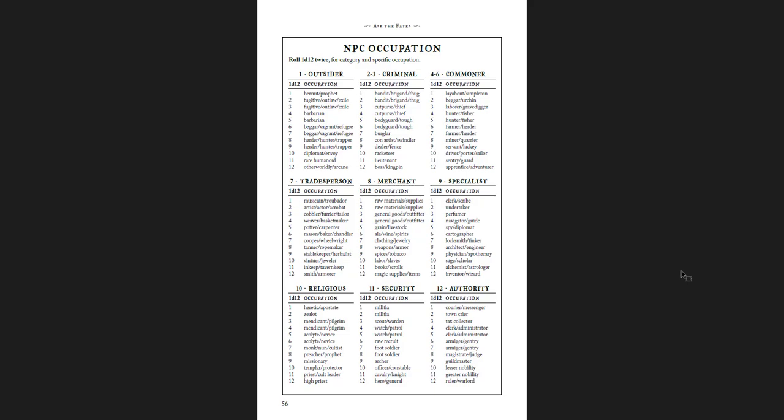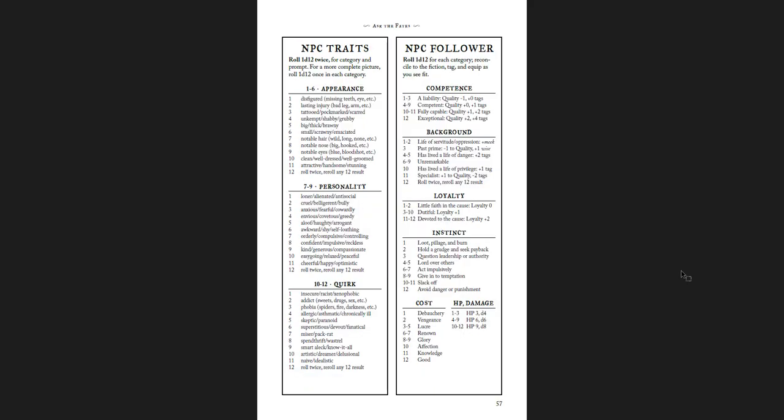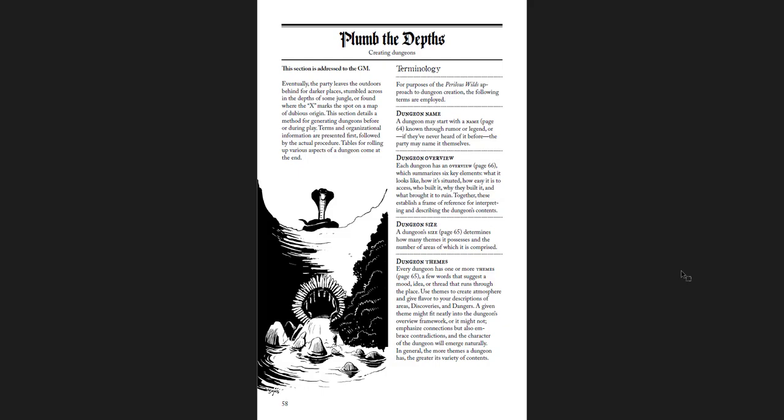NPC tables, NPC occupations, whether they're outsiders, criminals, or commoners, tradesperson, merchants, specialists. You roll D12 twice, right? One for a category, one for a specific occupation. This reminds me a lot of Maze Rats, where you get two 2d6 tables. In this, you roll 2d6 and you get the proper table. This is sort of like that. NPC traits, NPC followers, and then creating dungeons and rules and advice for how to create dungeons.